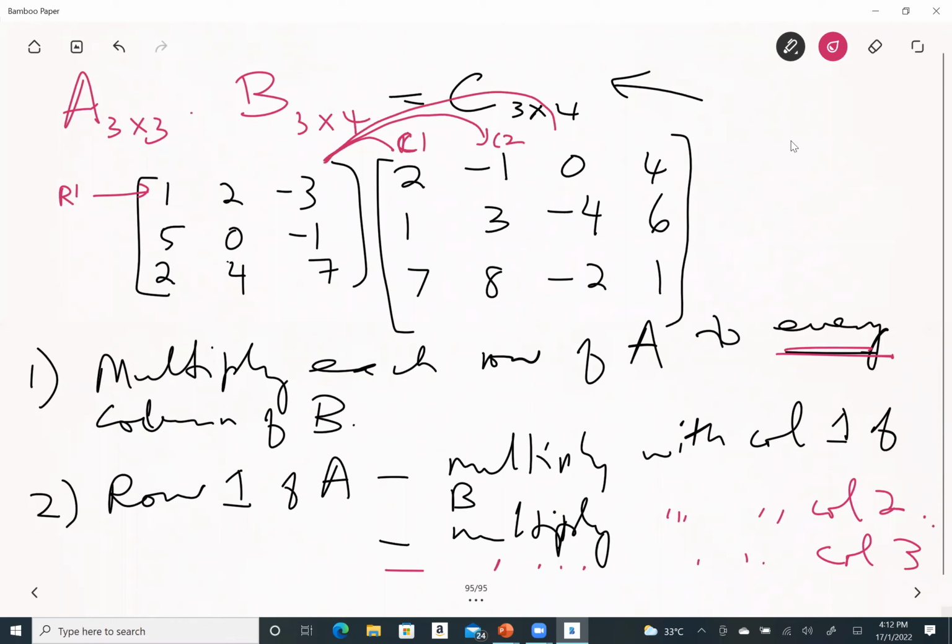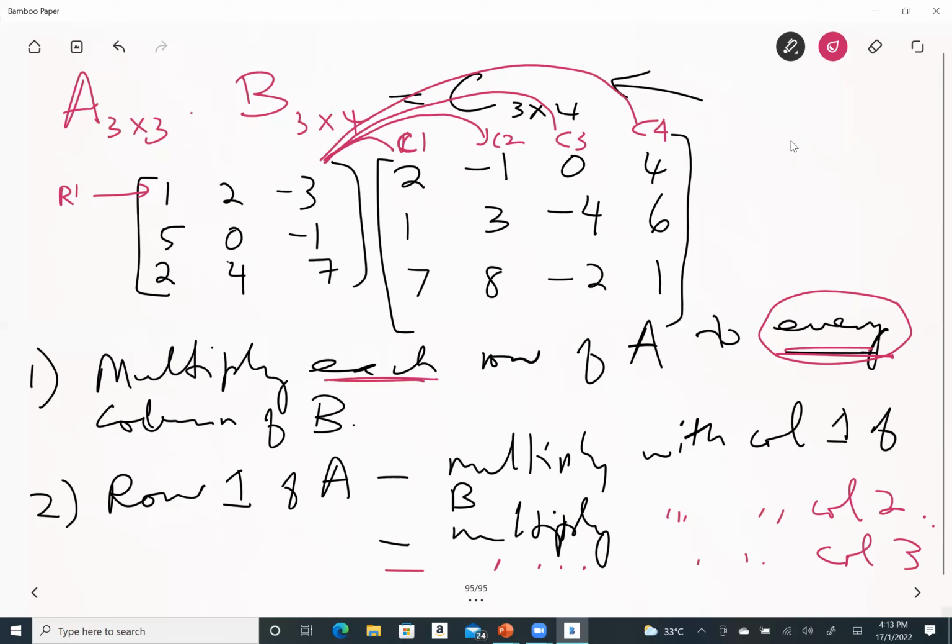After that, you multiply with column 3. Multiply by column 4. All right, that's it, because there is no more column. So you multiply by every column of B. Okay, now we continue with the next row because we say here each.